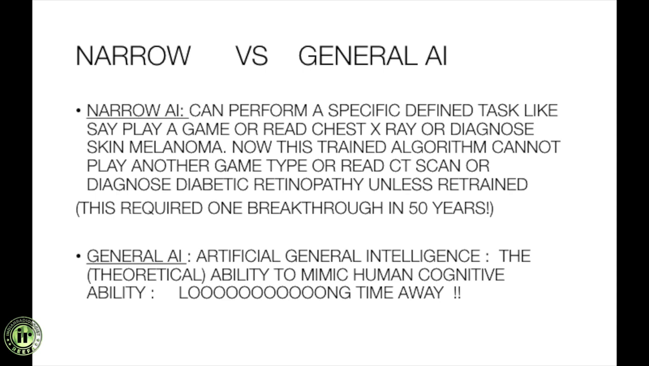in that task. Now, even to come to this level required one breakthrough, which happened in the year 2012, in about 50 years of work in the field of AI. At which point, let's turn our attention to general AI, artificial general intelligence, which is the theoretical ability to mimic human cognitive ability, something that will replace a human brain. And that is why we call it a theoretical ability. Now, if I have stated that it required one breakthrough in 50 years to get to where we are now, imagine how long it will take, if at all, for something like general AI to come about. We are a long, long way away.